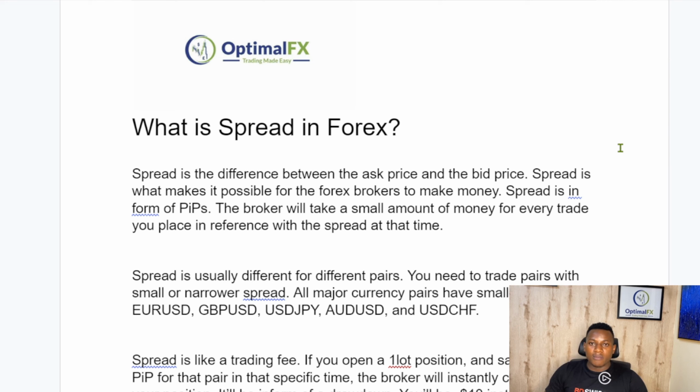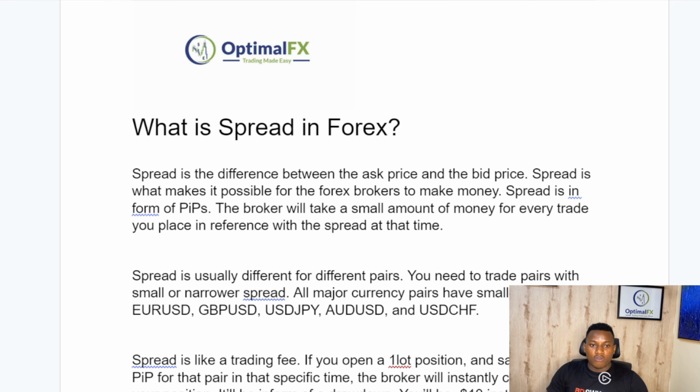This is how brokers make money. They make money either from spread or from commission. If it's commission, you agree with your broker that for every standard lot I take in the market with your brokerage firm, you'll be charging me, let's say, $5 or $7. But with spread, it varies. This is what I mean by spread.